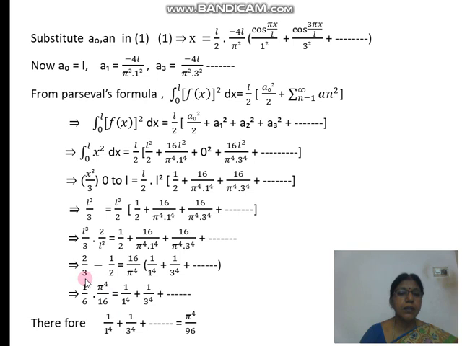Now, bring this to this side: pi power 4 by 96 is equal to this series, 1 by 1 power 4 plus 1 by 3 power 4 and so on, which is the required series. In the last problems we directly put x is equal to 0 or pi by 2 and so on, and we get the series. But in this problem we use Parseval's formula to get the required series. This is the deduction, so we deduce this series from the application of Parseval's formula. Okay.